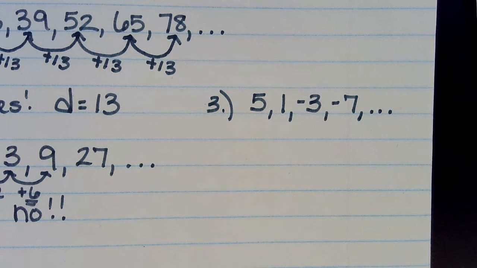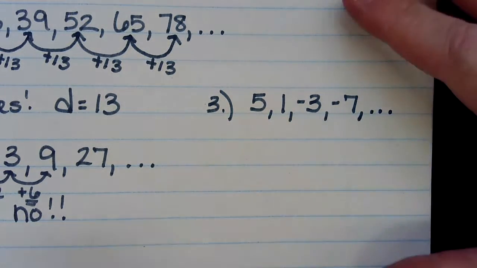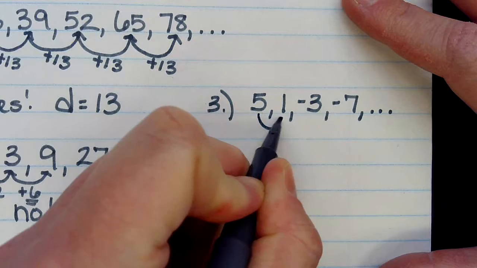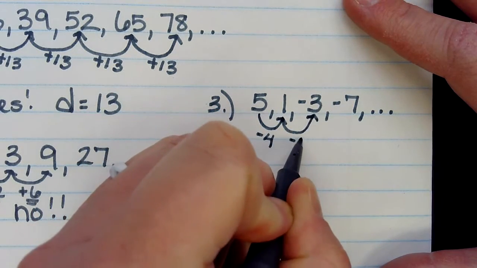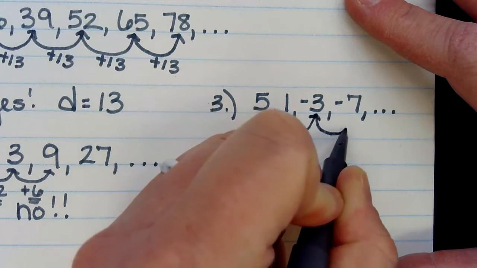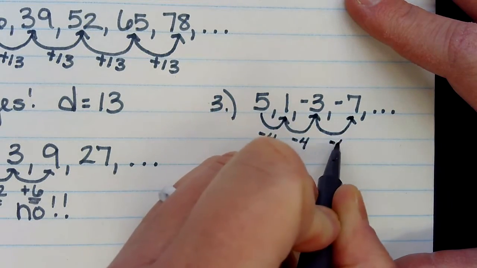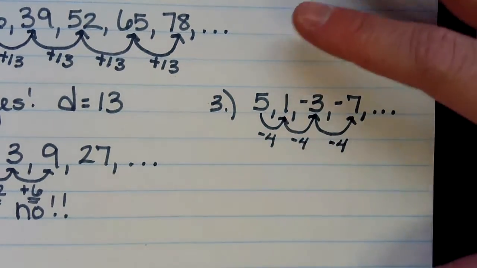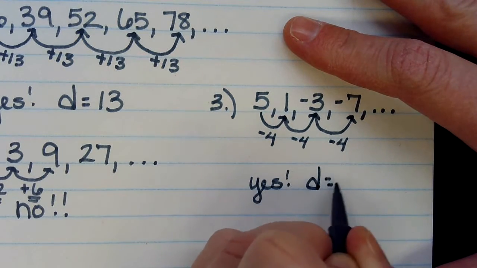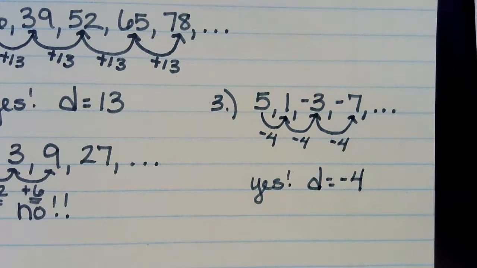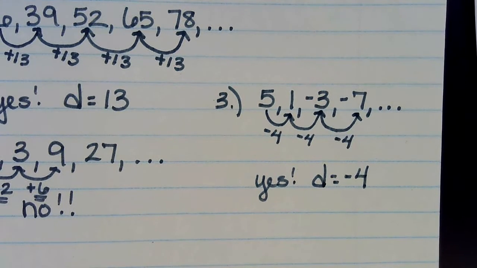Okay, so I gave you 5, 1, -3, -7. So how do you get from 5 to 1? -4. 1 to -3? -4. Let's cross fingers. -3 to -7? -4. So yes, this is arithmetic, and your D is -4. I told you guys, easy peasy.